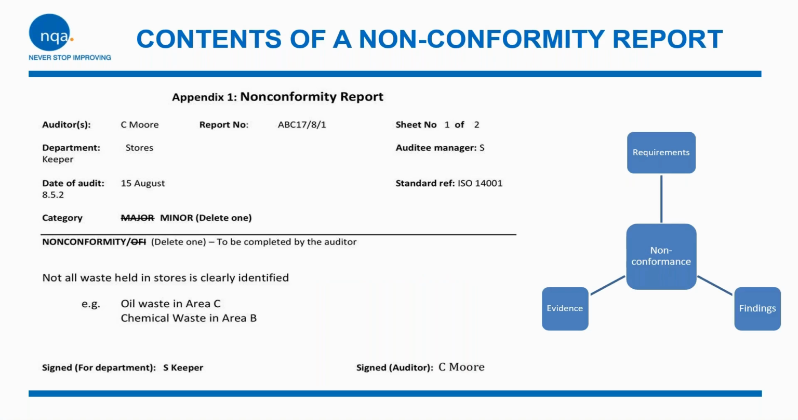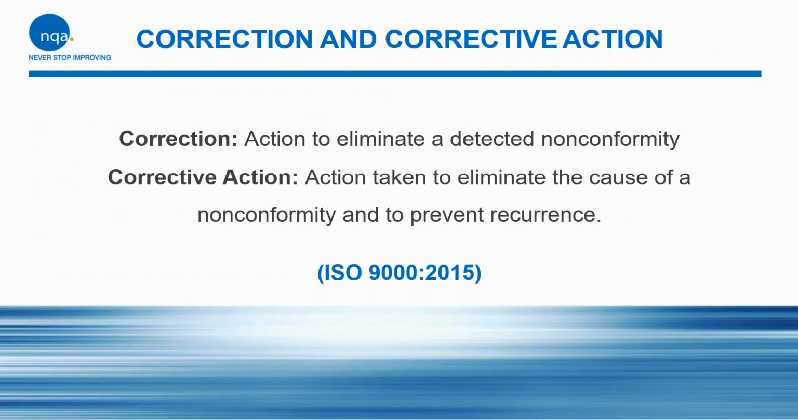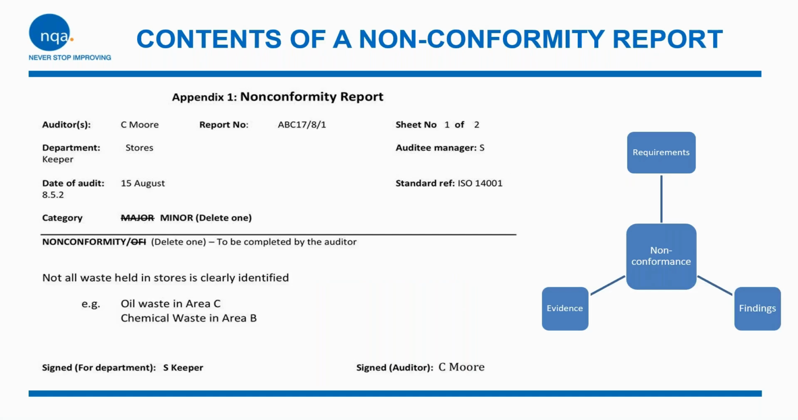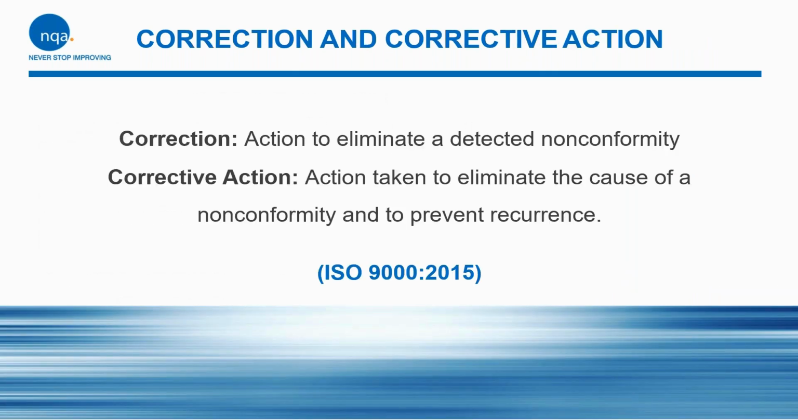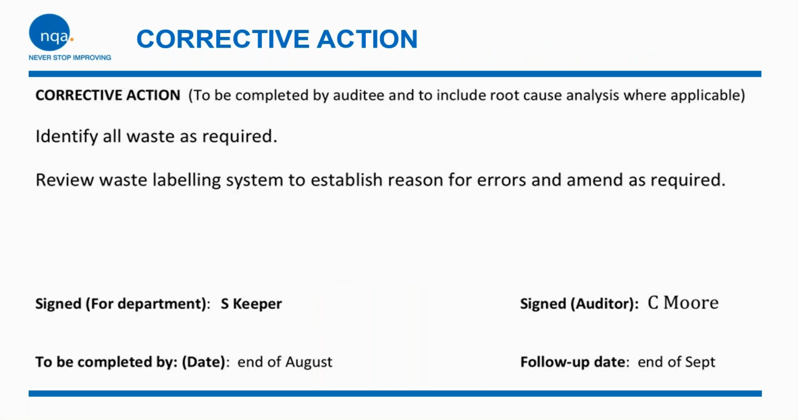But to put that internal auditor hat on, this is where the value comes in, because what the internal auditor has identified is an opportunity. This is where the management system isn't working as detailed. There's an opportunity now to address it, and more importantly, they will provide the corrective action required for the organization to address it. And it states here, in this example, that from the auditor, they need to identify all wastes required, as mentioned before, and then review their waste labeling system to establish the reason for errors and amend as required. So that is the correction and the corrective action in detail.